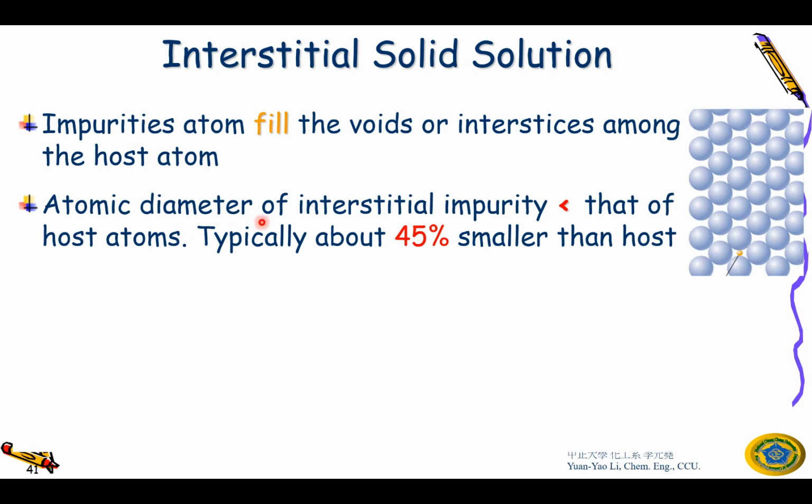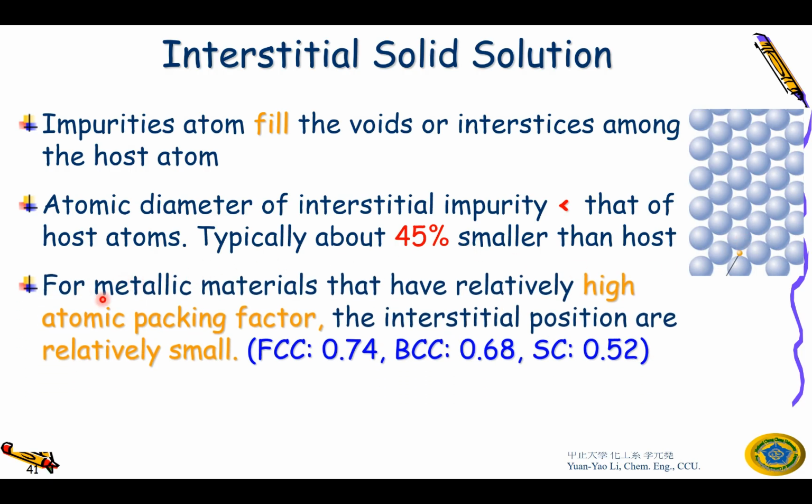So the atomic diameter of the interstitial impurity will be less than the diameter of the host atoms. Typically, it needs to be less than half, about 45% smaller than the host atoms. So this one needs to be smaller than this one, by about 50%, 45%.